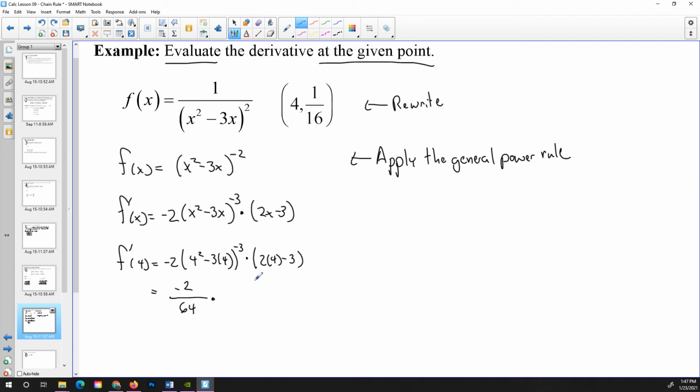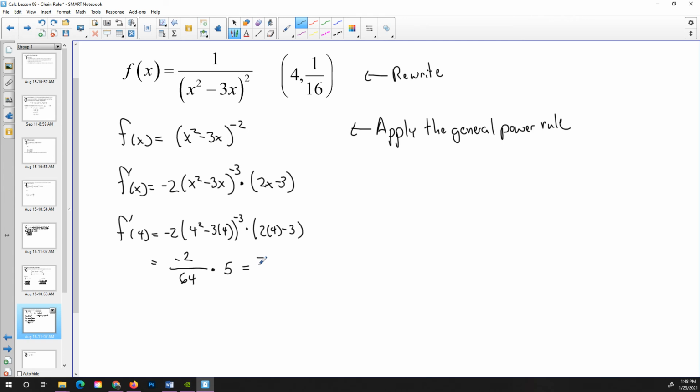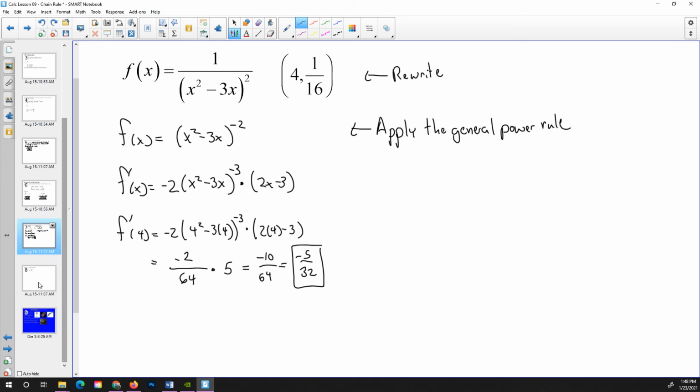That we're going to multiply by 2 times 4 is 8, minus 3 is 5. So I'm going to multiply by 5. So I'm going to get negative 10 over 64. Now I can take a 2 out of both of these two values, and that'll give me negative 5 over 32. And that is going to be the value of that particular derivative.